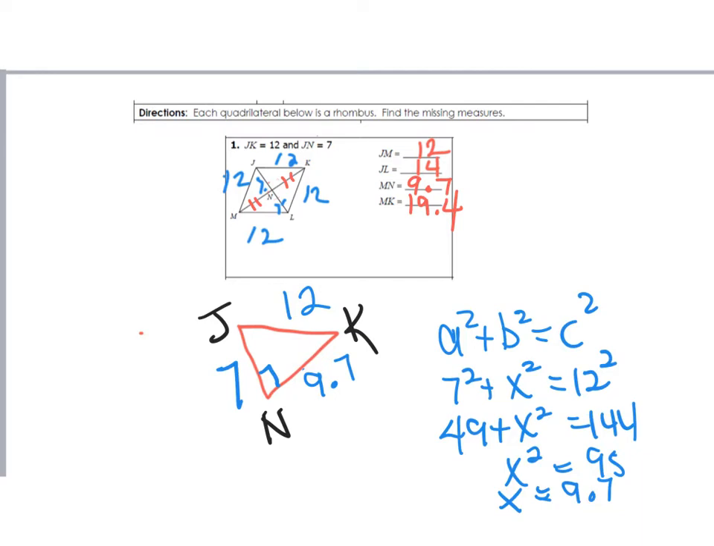So the goal is to start filling in what you know, and what you don't know, leave it blank and go to what you do know. And then we'll try to see if we can incorporate Pythagorean.